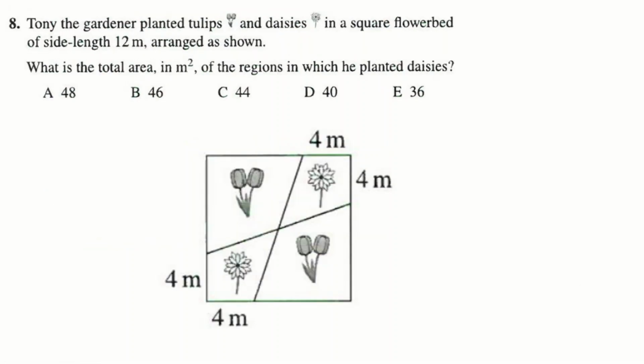Number 8. So these are the tulips here, these are the daisies. What's the total of the regions that are daisies, so these two regions here. Many ways to do this. The total square is 12 across, 12 up, which makes this point here, because the whole thing we can clearly see is symmetrical, this must be the midpoint of the square, which means it's 6 up.